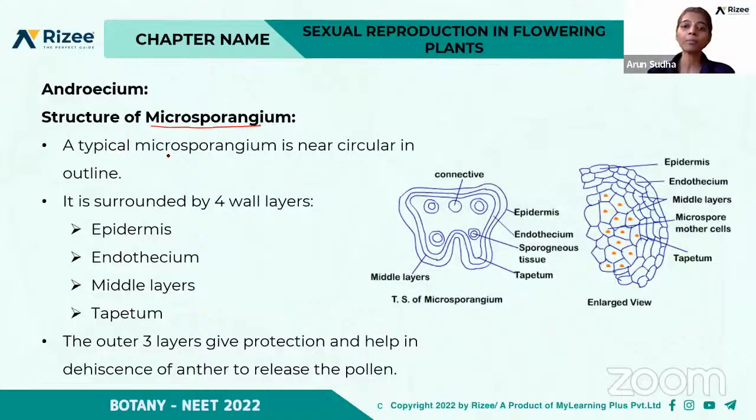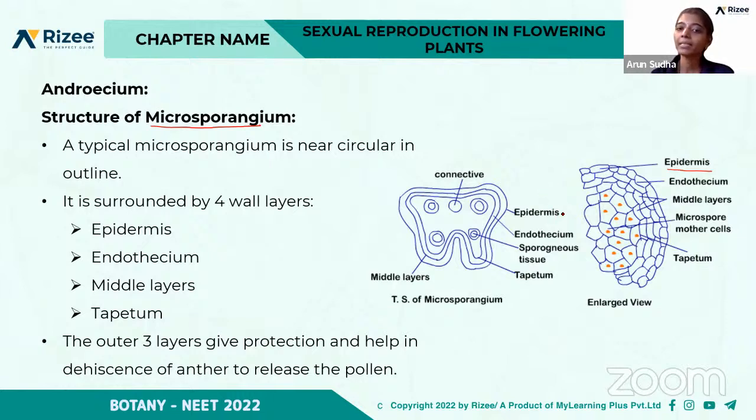So the typical microsporangium is near circular in outline. It is circular in shape, and it is surrounded by 4 layers. That is, the outer one is epidermis. So this is the structure of a microsporangium, right? The microsporangium, where is it? It is present in the anther.